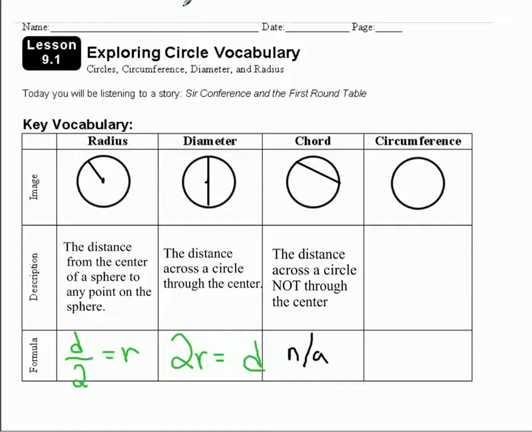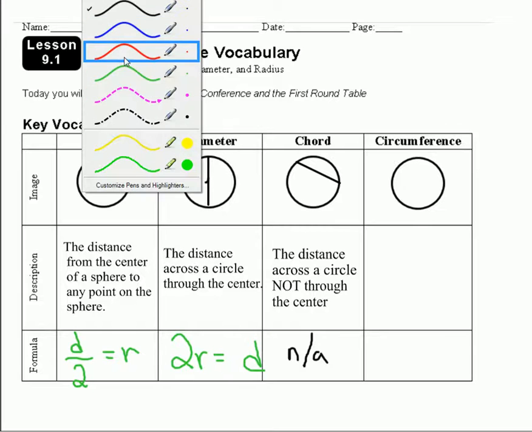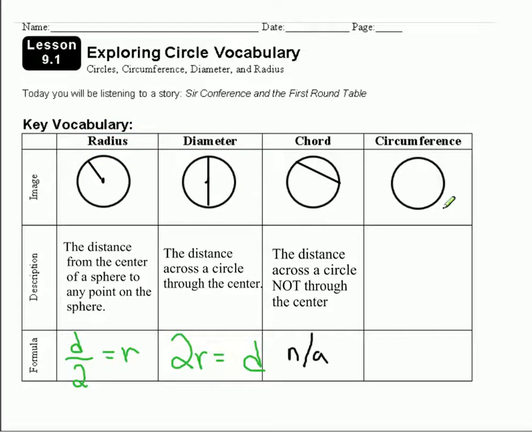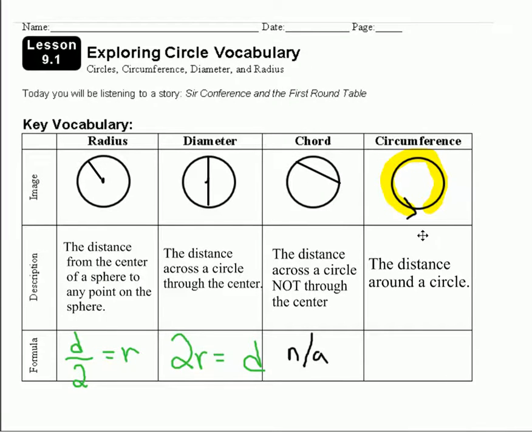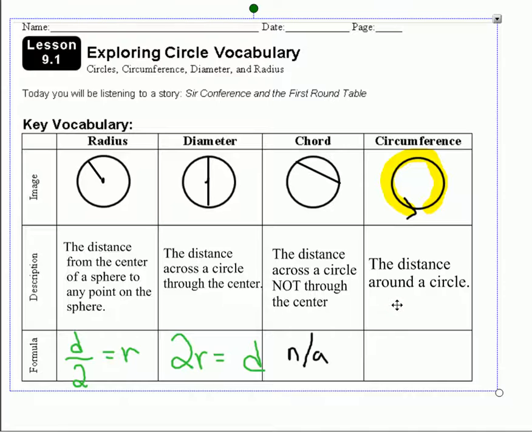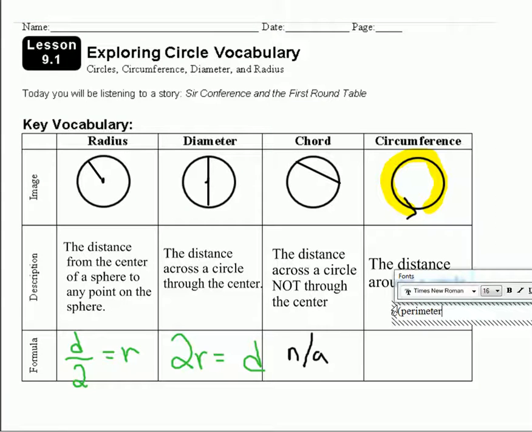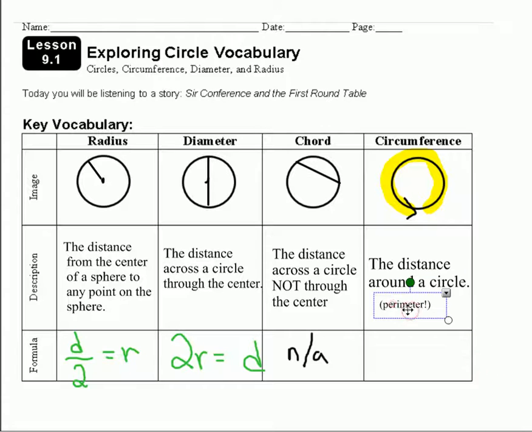And the final one is the word circumference. Again, if you want to highlight this, this might be good. Circumference is the outside of a circle. The outside distance, I'm going to draw an arrow around it so you can see I went all the way around the circle. So the definition for circumference is the distance around a circle. It's almost like, and I'll add the word, it's almost like the perimeter. It's just a fancy word for perimeter for circles, circumference.